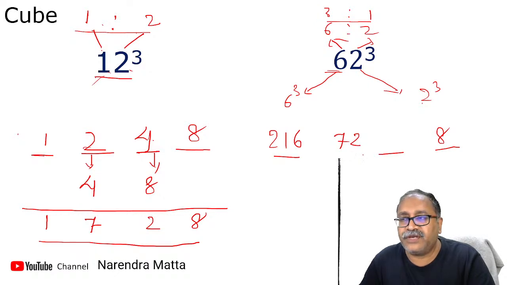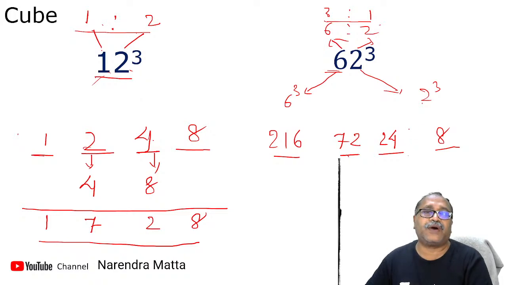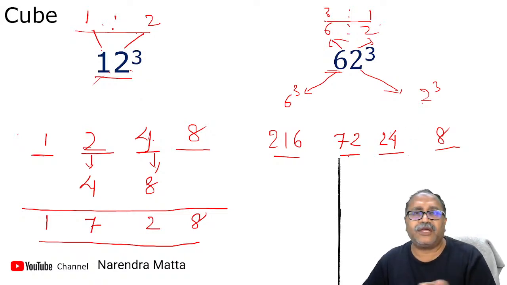Okay, from 72, I need the next number. So this number should also be in the ratio of 3 is to 1. So that's 72, divide by 3, you get 1 part, so that is 24. And you will find that automatically this 24 and 8 will fall in 3 is to 1. It will automatically fall. You don't need to bother about that.